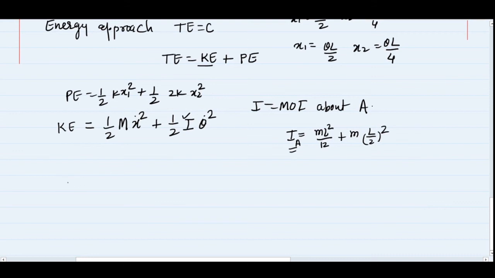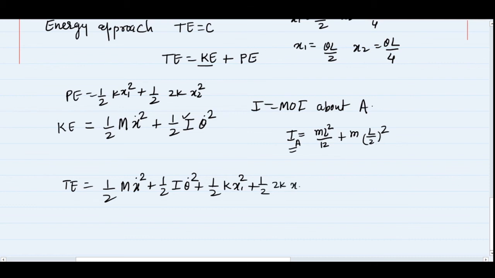So let's write the total energy. Your total energy will become 1 by 2 m x dot square plus 1 by 2 I theta dot square plus 1 by 2 k x1 square plus 1 by 2 2k x2 square. That would be a constant. I have the choice to replace x in terms of theta, or convert theta in terms of x; both are equivalent. So let's do it again with the x term. I have theta equal to x by L, so theta dot will be x dot by L.